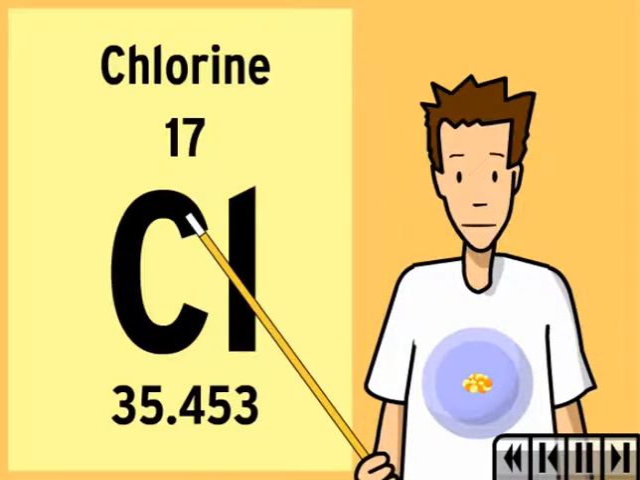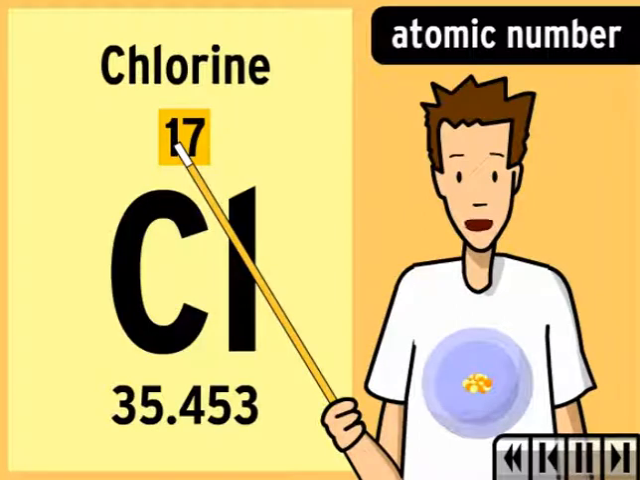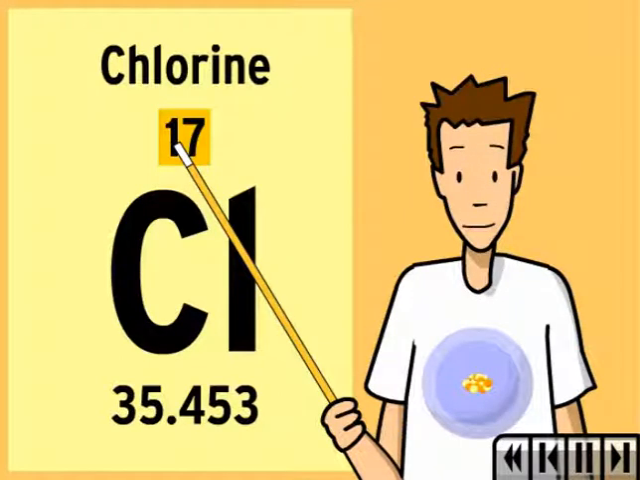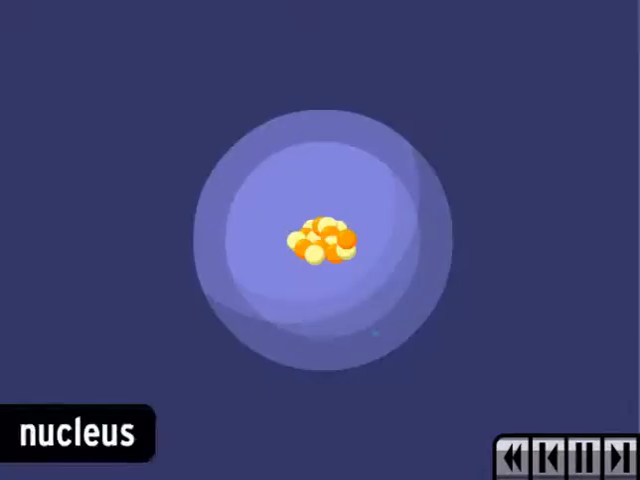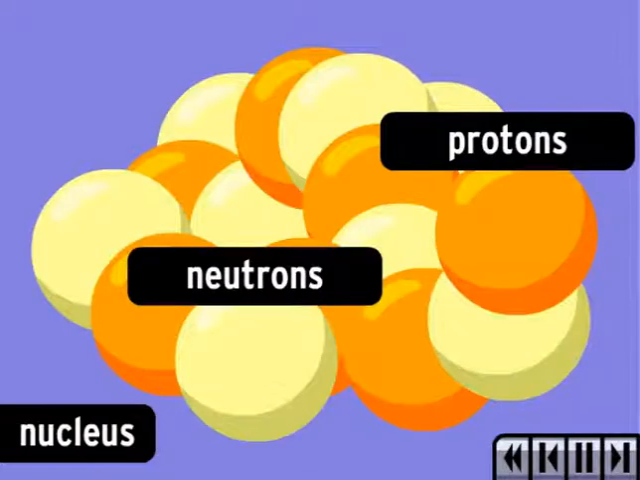Cl is the symbol for chlorine. That number above the symbol is the atomic number for chlorine. The atomic number of an element tells you how many protons are in each atom. Every single atom of chlorine in the universe has 17 protons in its nucleus. The nucleus, as you should remember, Moby, is the cluster of particles at the center of the atom. It's made of particles called protons and neutrons.